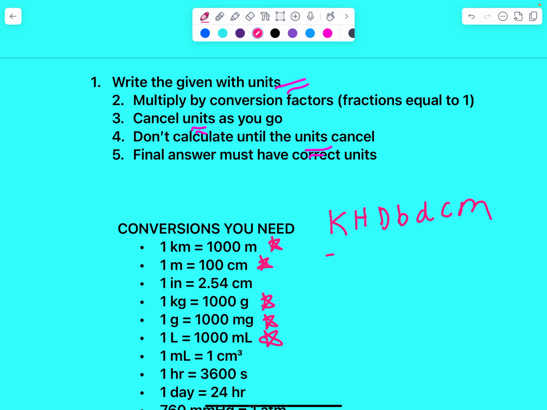So in this video, we're going to talk about solving dimensional analysis problems that are really rigorous, okay? So let's get started. The first rule in doing this is you have to write the given with units. You're going to need to multiply by conversion factors, cancel the units as you go. That way you know you're heading towards the right unit. Don't calculate until the units cancel out. And the final answer must have the correct units, or else you plugged in something wrong, right?